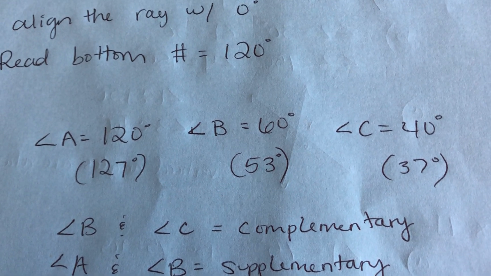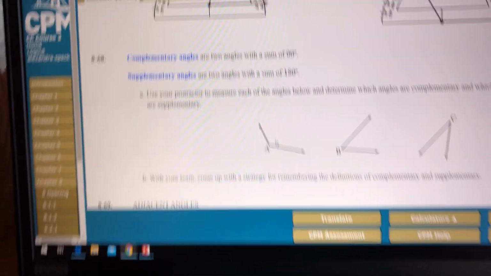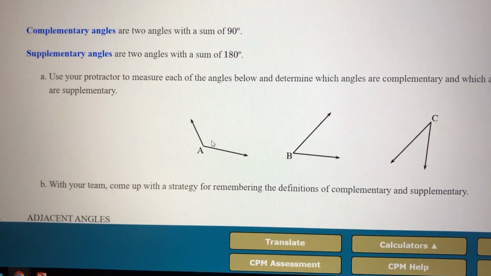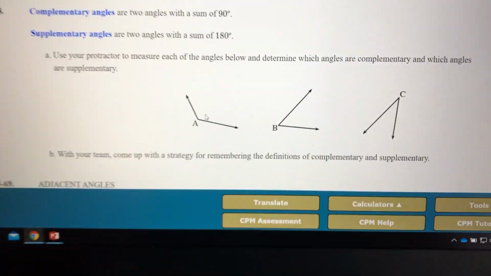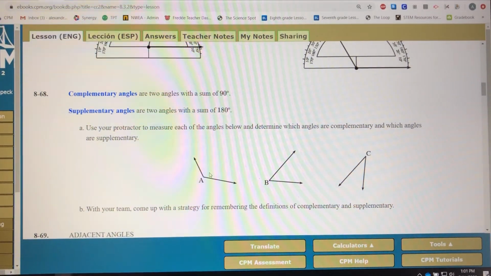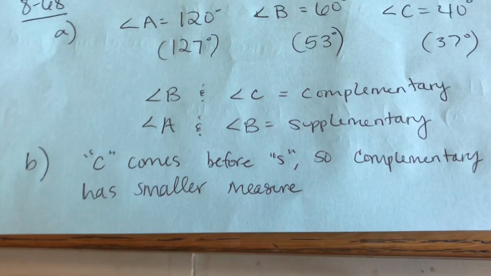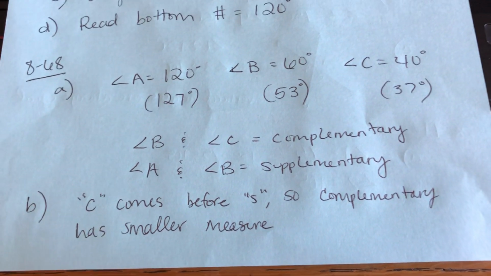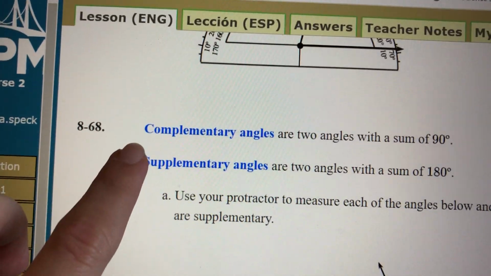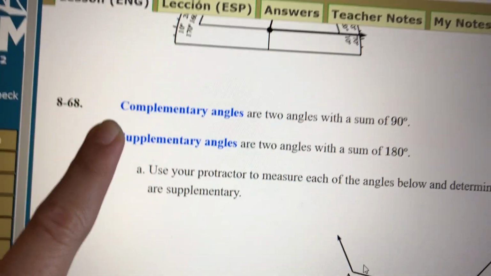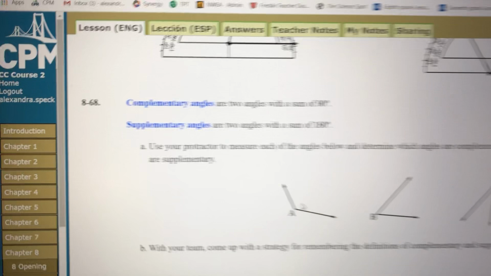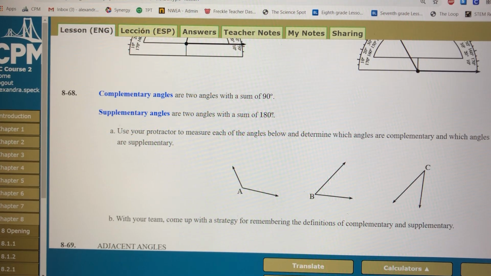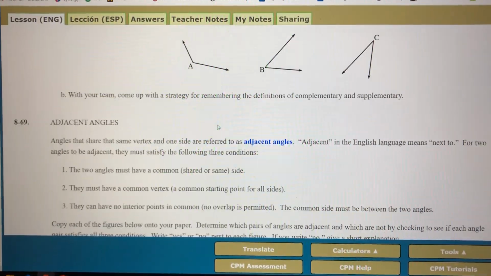All right. And then for B, it wanted us to come up with a way for remembering those two definitions, like a little shortcut or hint. You can come up with your own, but CPM came up with, well, C comes before S, so complementary angles have a smaller measure. So if you just remember, complementary starts with C, comes first in the alphabet before S, so that means complementary angles have a total that's less than supplementary. I don't know. You guys can probably come up with a better one.